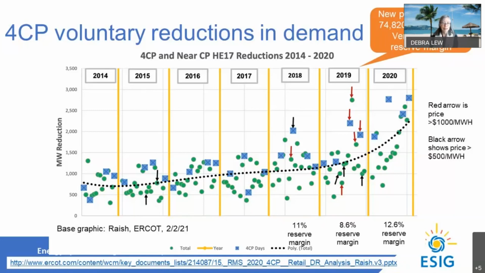Now, I'm also going to point out energy prices don't necessarily coincide with 4CP. The 4CP can kind of distort energy prices. As an example, in 2016, prices were $25 to $40 per megawatt hour during those peak load days because loads were backing down. Now in 2019, these red arrows are showing when prices were over $1,000 per megawatt hour, where energy prices are coinciding with these 4CP or near 4CP events. And it's indicating they're getting closer to scarcity conditions in 2019 than they were in 2018 because they had a very low reserve margin in 2019.